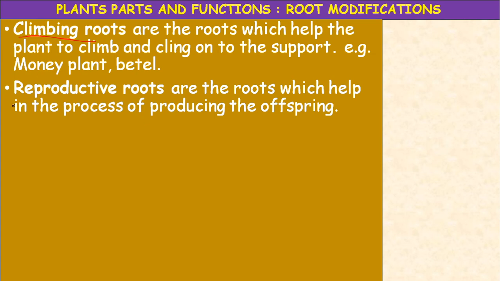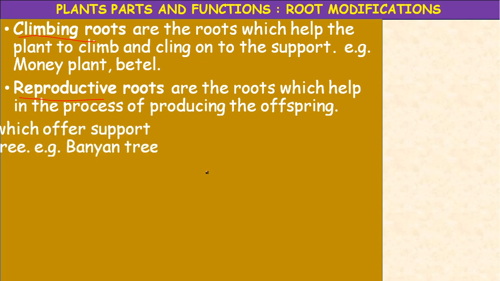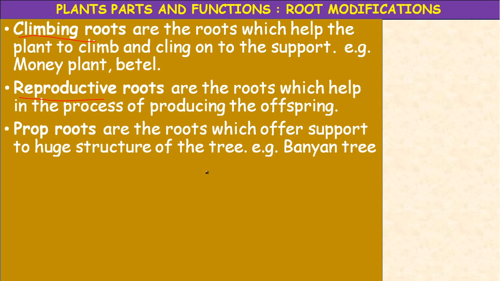Next type of modified roots, reproductive roots. Reproductive roots are the roots which help in the process of producing offspring, meaning the roots which help in the propagation of the plant. Example: you can find the reproductive roots in the curry leaf plant. Next, prop roots.